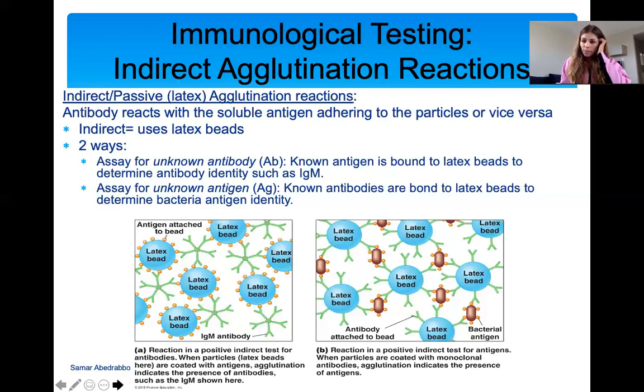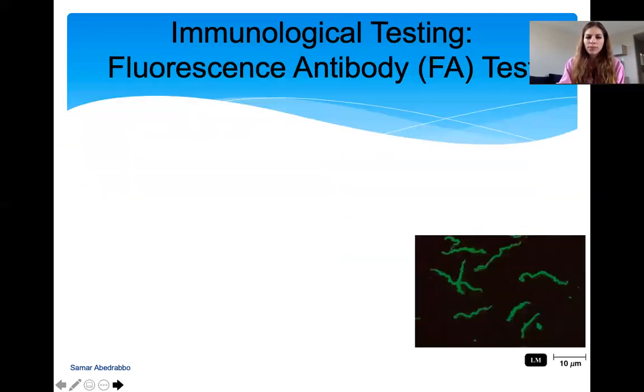So the take-home message from agglutination reactions is that you can determine if someone has the unknown antibody or unknown antigen by if you see clumping. So if the unknown antibody binds to the known antigen, you get clumping, and you can determine what type of infection someone has, for example. The fluorescence antibody test: when antibody binds antigen, we see fluorescence.